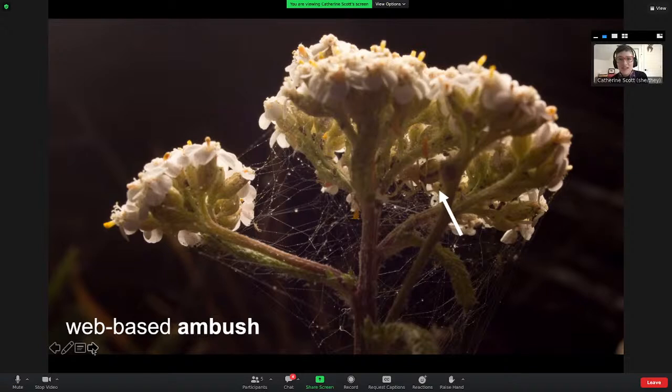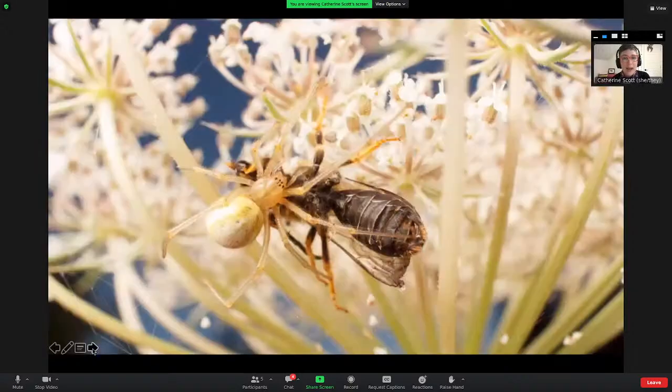And how this web works is it is sticky. You can see the droplets of glue on it, but it doesn't necessarily ensnare the insects by itself. What it can do is, when an insect lands on the flowers to drink nectar, for instance, the insect will make contact with some of the threads, and the vibration will be sent through the silk to the waiting spider, and she will rush out and capture the insect.